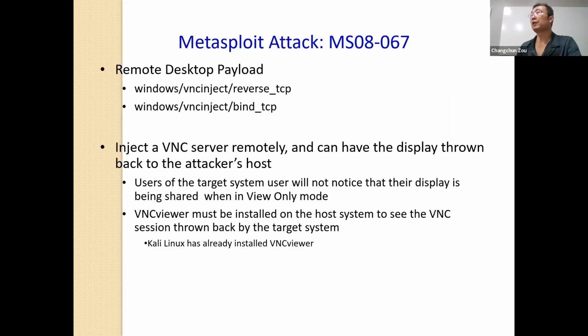Okay, so we demonstrated the Meterpreter shell. That's the most popular payload attackers use because it's stealthy. It doesn't generate that much traffic. There are many other payloads. Another payload I want to demonstrate is this remote desktop payload. The remote desktop payload is basically a VNC inject. Again, it has both directions, reverse TCP and bind TCP. So if you don't know which one you want to use, then just use reverse TCP for the payload.